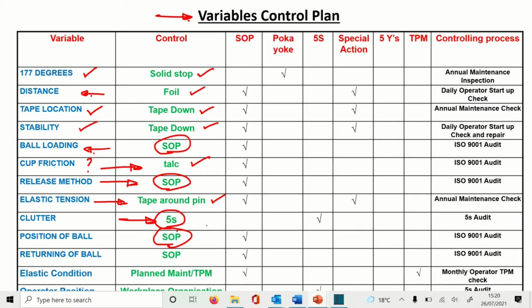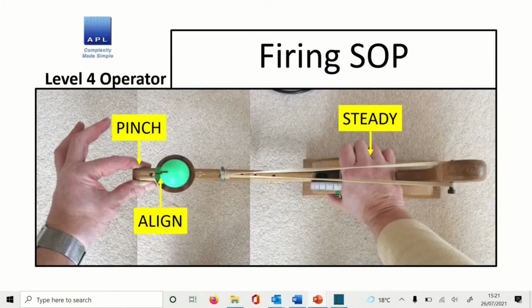The elastic condition, well, we're going to have some planned maintenance because maybe over a couple of years, these elastic bands on the catapult, they do begin to deteriorate. So we're going to have some planned maintenance. And the operator positioning, well, again, we're going to have some 5S, we're going to have some workplace organization. So there are the variables, there are the solutions that we've come up with. And what we've also done is created some standard operating procedures. So you can now see all the elements that we've put in place.